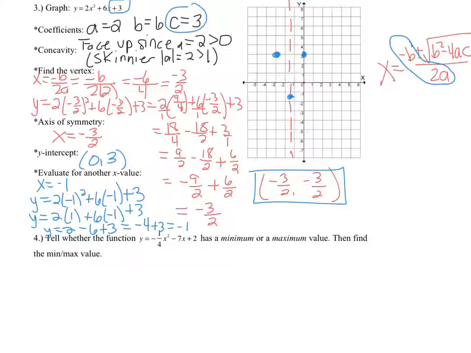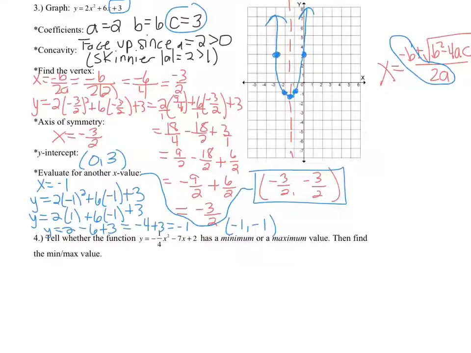So another point on the graph is -1, -1. When I replaced x with -1 in the equation, the output was -1. That's half a unit to the right of the vertex, so if I go half a unit to the left of the vertex, I'll get its mirror image point. And I'm getting now a good sense of the shape of the parabola, and I can sketch it in.